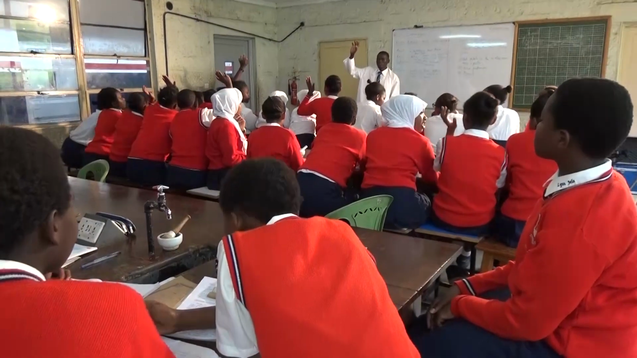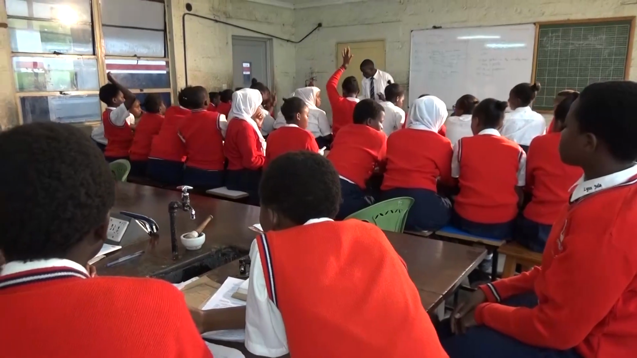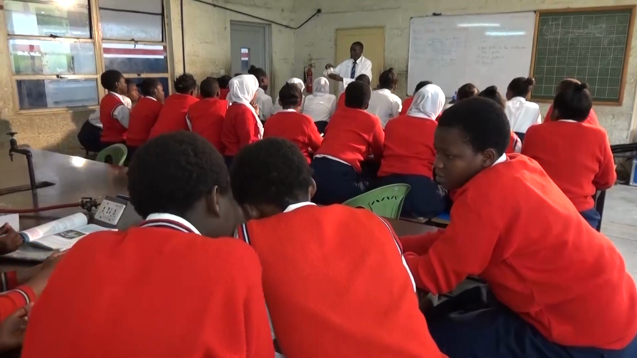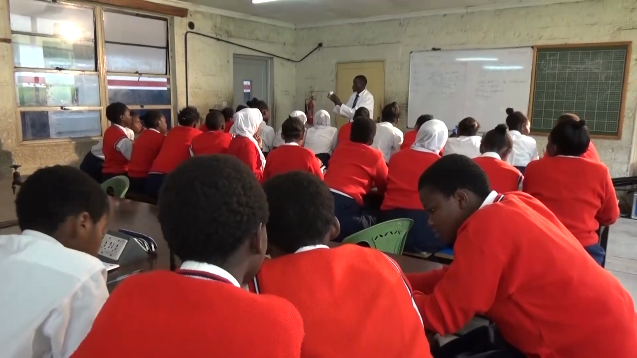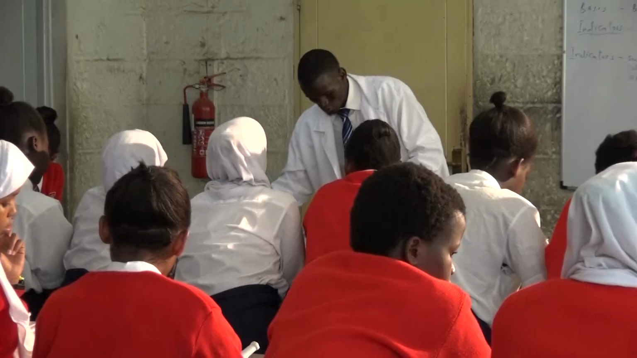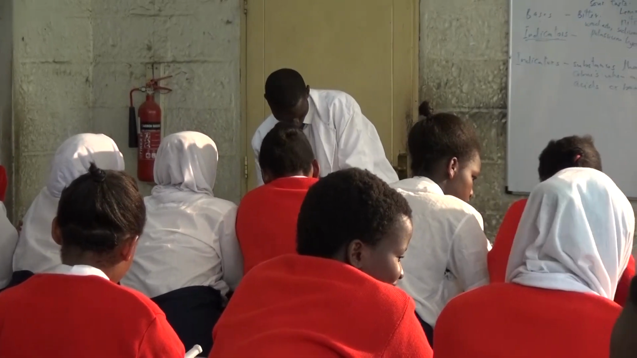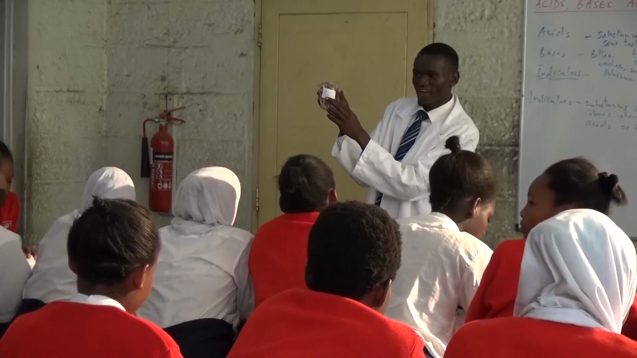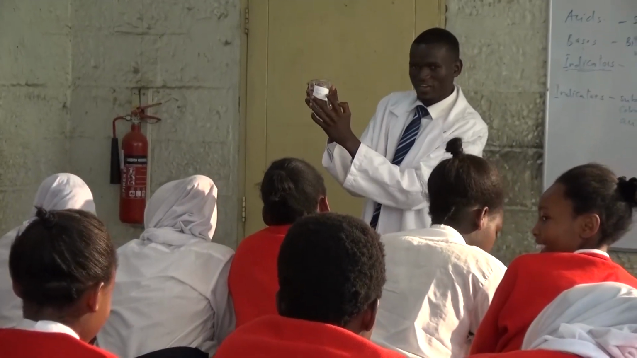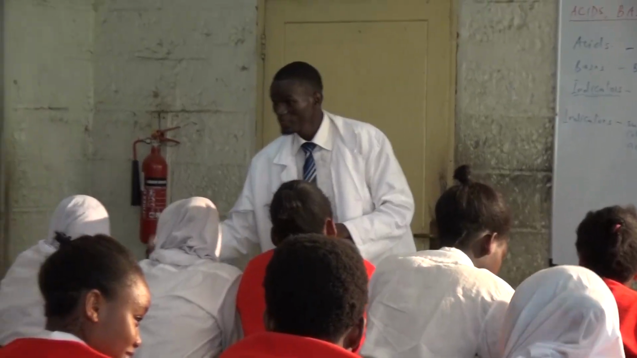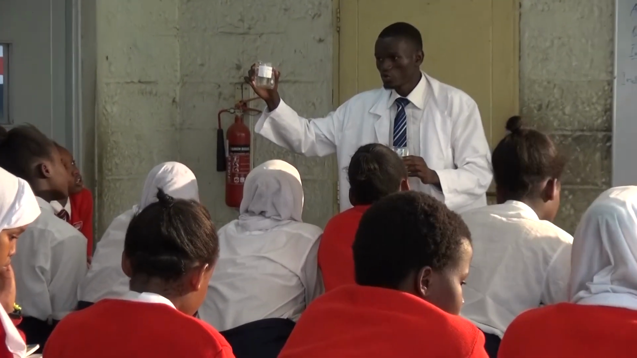Which groups have indicators? Now, we also want to see the color of the indicator when we add it to sulfuric acid. We have sulfuric acid here. We also have potassium hydroxide. Are we together? Yes. Potassium hydroxide is a base. Sulfuric acid is an acid. So I need two groups to come for the acid.